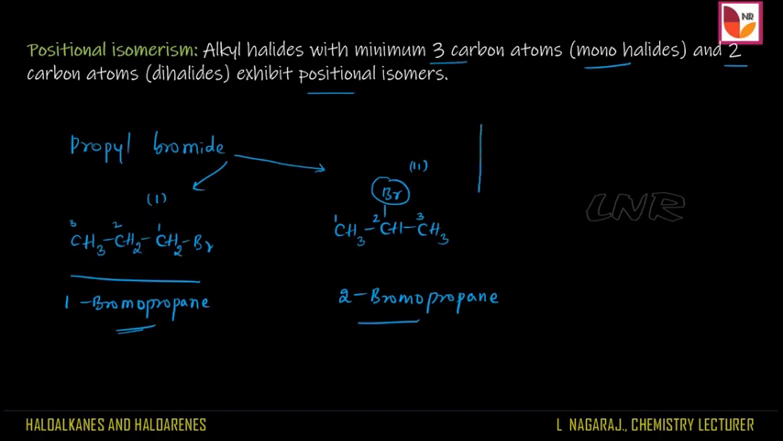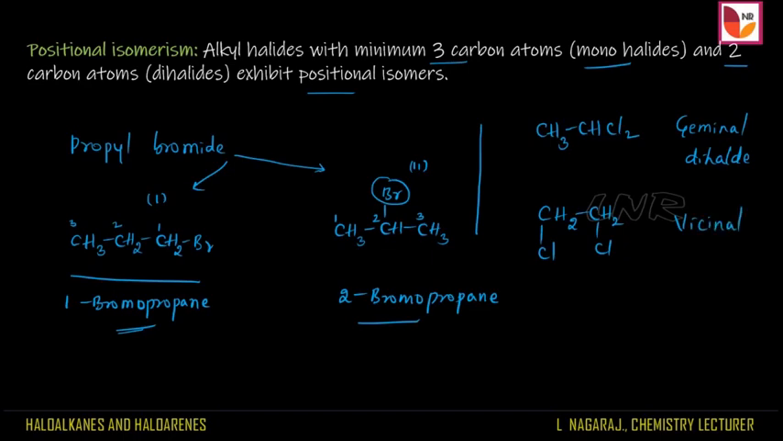And for example, let us consider the molecule having 2 halogen atoms, CH3, CH, Cl2. That is, 2 halogen atoms are attached to the same carbon atom, hence it is called geminal dihalides. And when the 2 halogen atoms are attached to adjacent carbon atoms, it is called vicinal dihalides. These two are the positional isomers of dichloroethane.